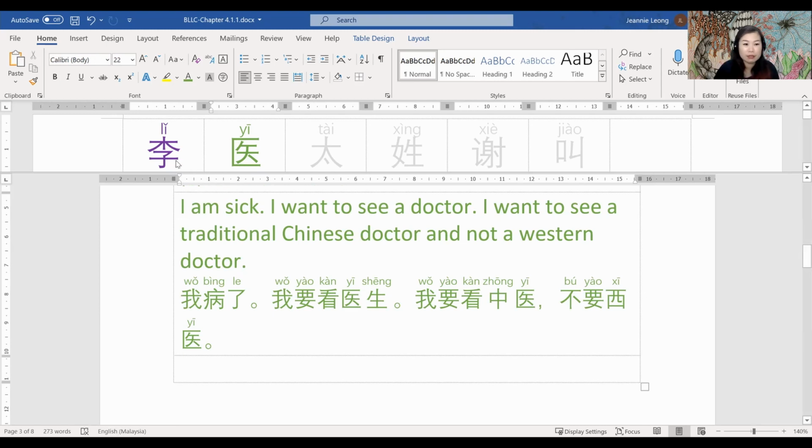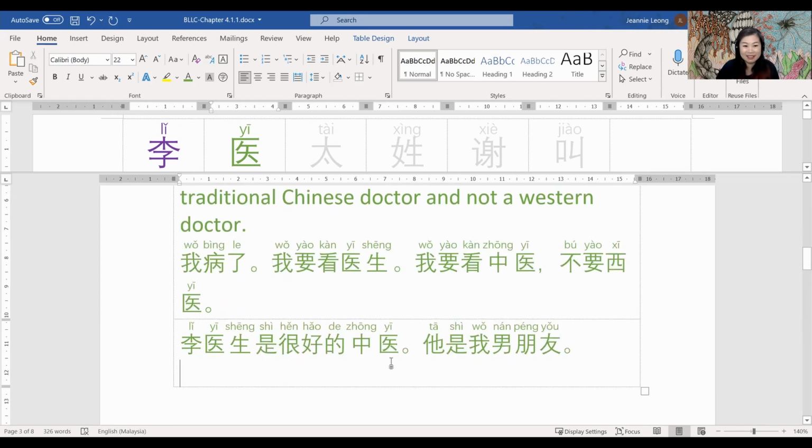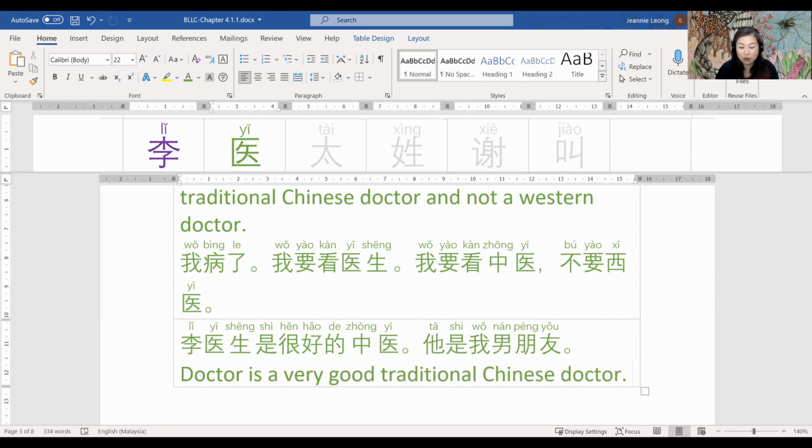Let's try and make another sentence combining li and yi, and maybe some other words I've learned before. Well, let's call the doctor Dr. Li. 李医生是很好的中医，他是我男朋友. So what did I just write? Dr. Li is a very good traditional Chinese doctor. He is my boyfriend.